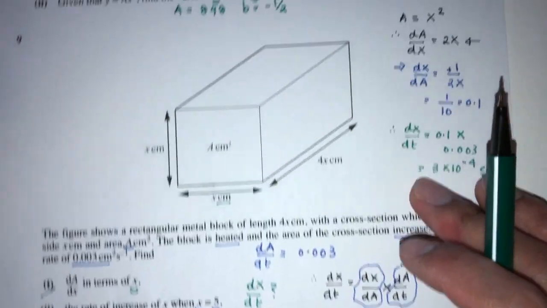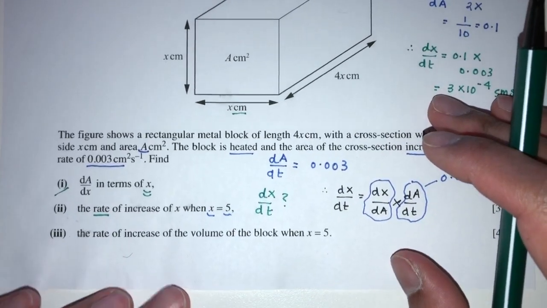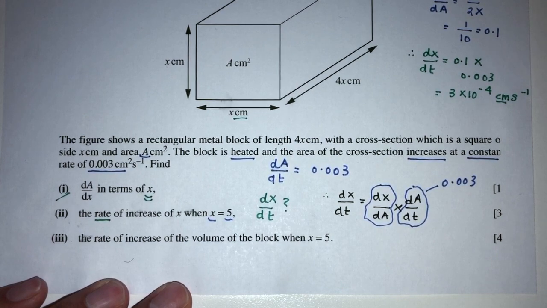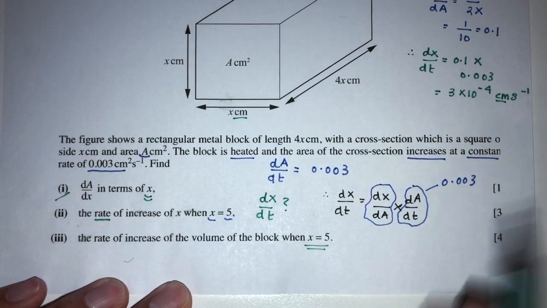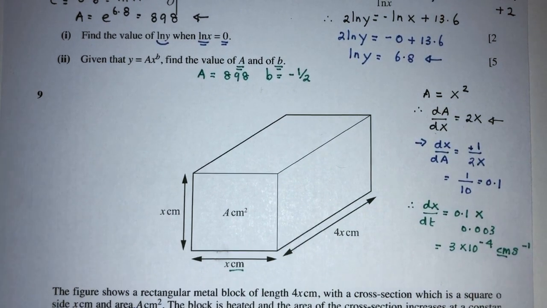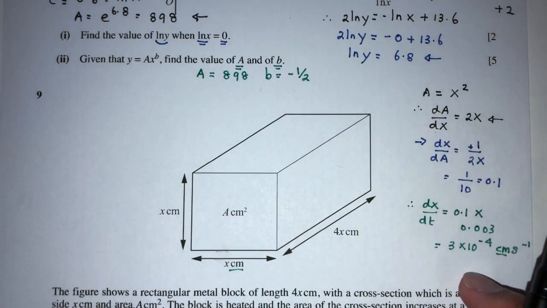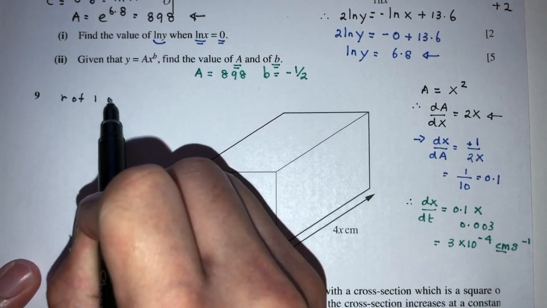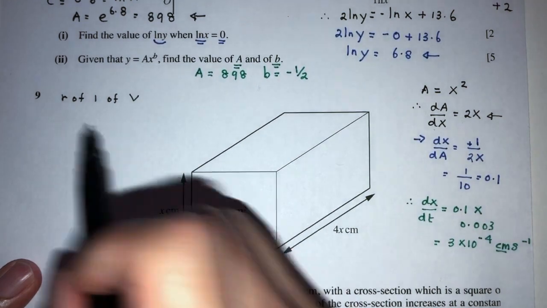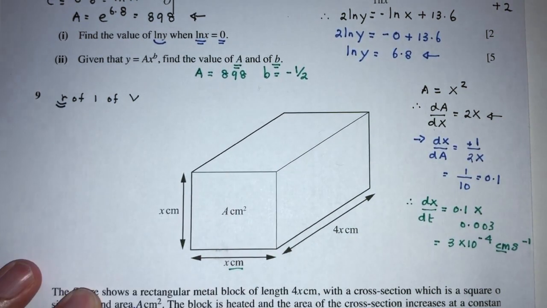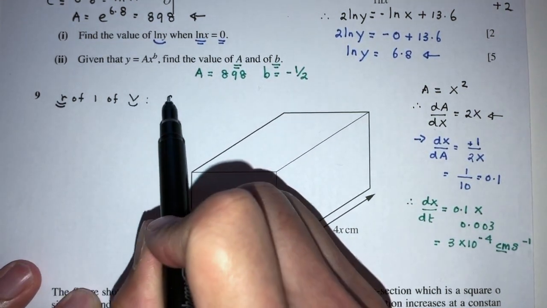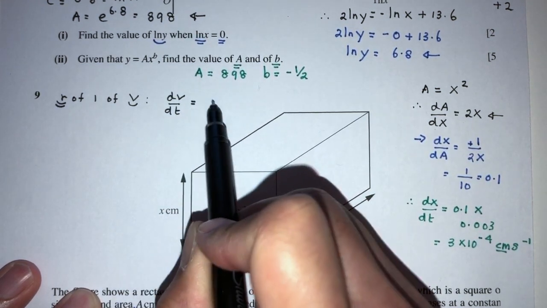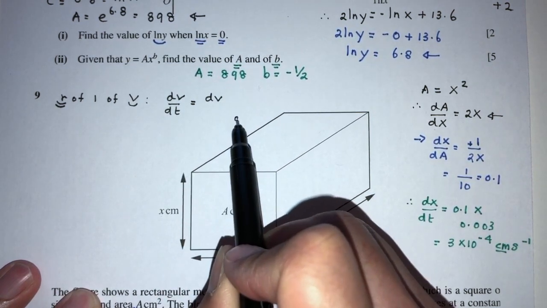Now let's move on to question part 3, which is interesting. So the rate of increase of the volume. We have to find the rate of increase of the volume of the block when x equals 5. As always, we have to proceed with trying to find a formula for this. What is the rate of increase of volume? Rate is with respect to time, and volume. So we are trying to find dV by dt. Now it is equal to dV on top, and here we have dt.